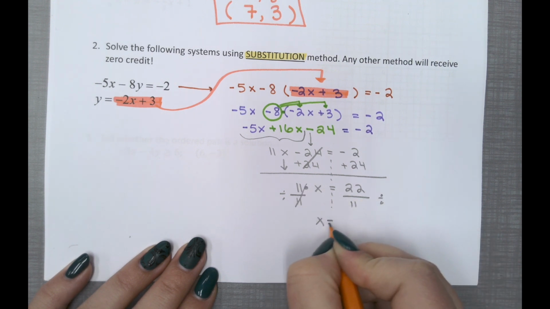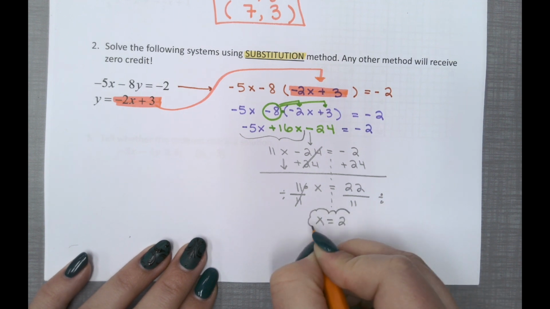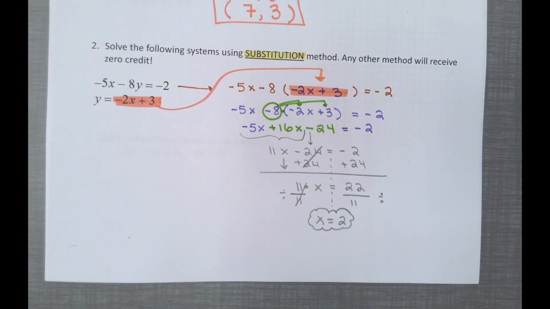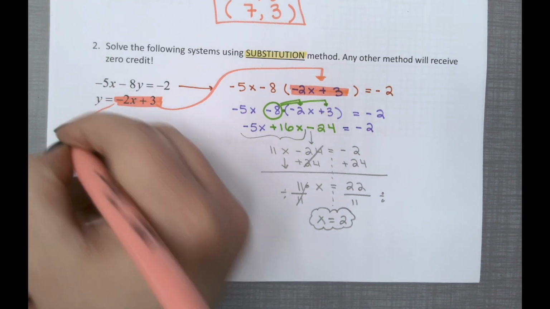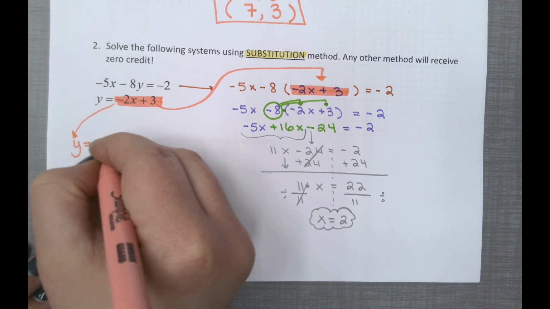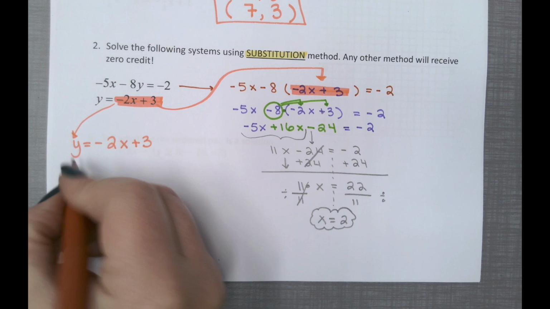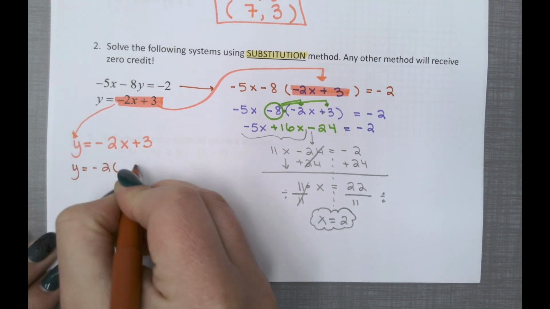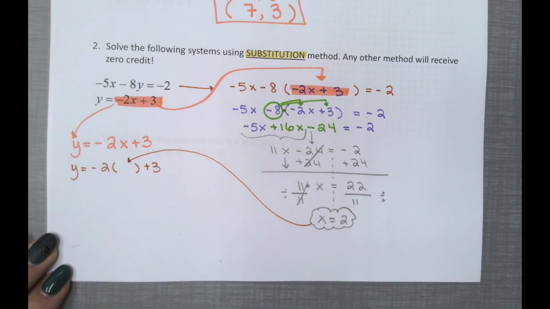So x is equal to 22 divided by 11, which is 2. Once again, that belongs in a thinking bubble because that is not our answer. We have to go back to what we are given, and I'm going to choose this y equals equation one more time. So y equals negative 2x plus 3. Now I'm going to open up for x, because that is what we solved for. We're going to place the x inside, which was 2.